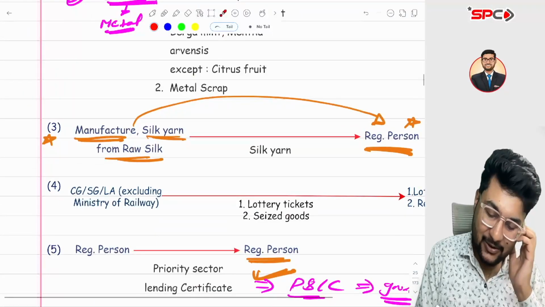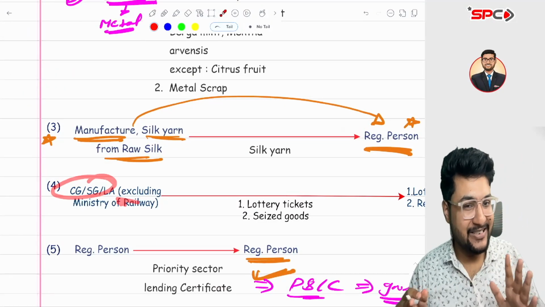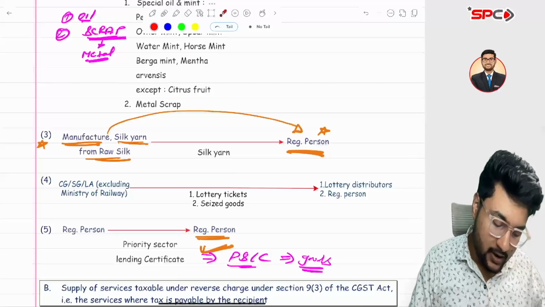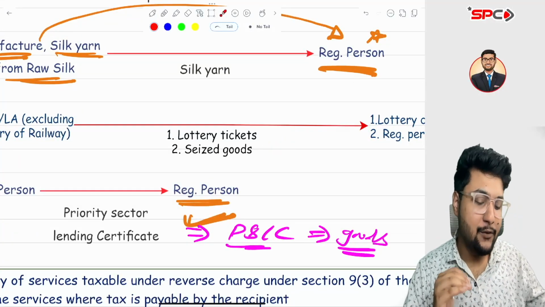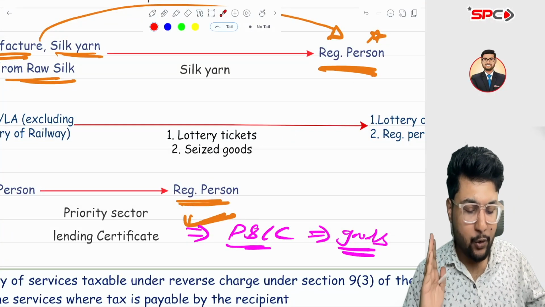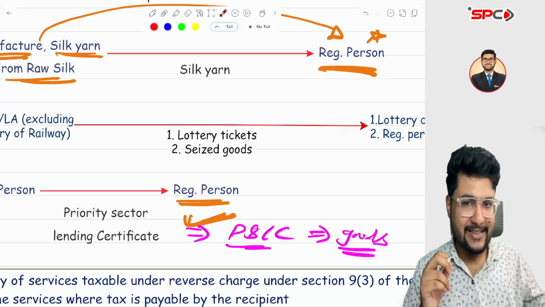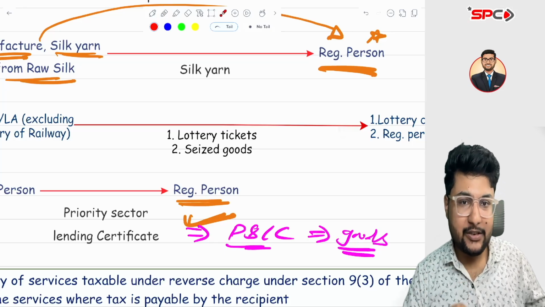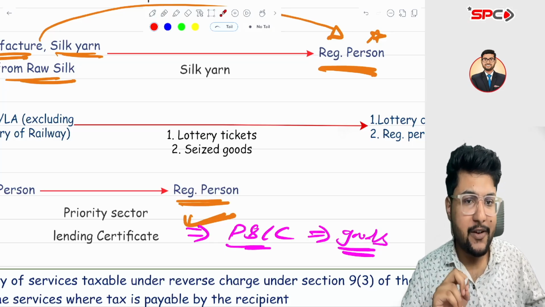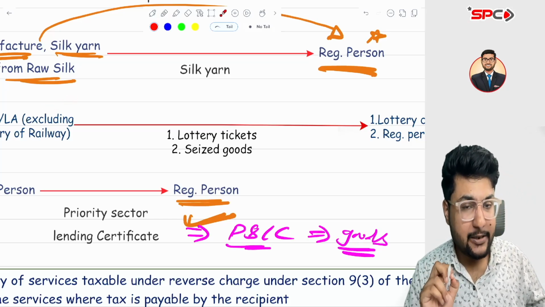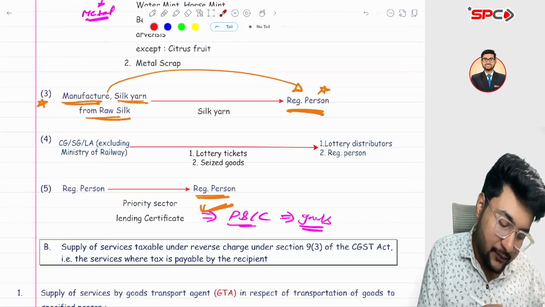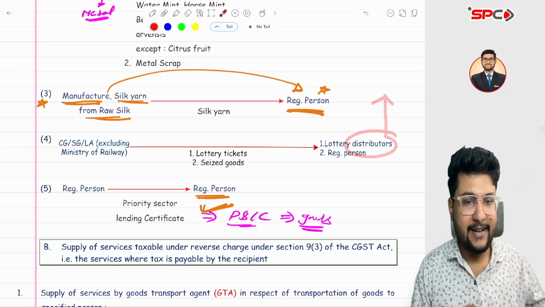So as central government or state government, excluding the Ministry of Railways and IRCTC, if you are supplying a lottery ticket, have you ever purchased a state government lottery ticket? In that case, if as a distributor you have taken a lottery ticket from the central government or state government, then as a distributor you have to deposit the tax on it to the government.